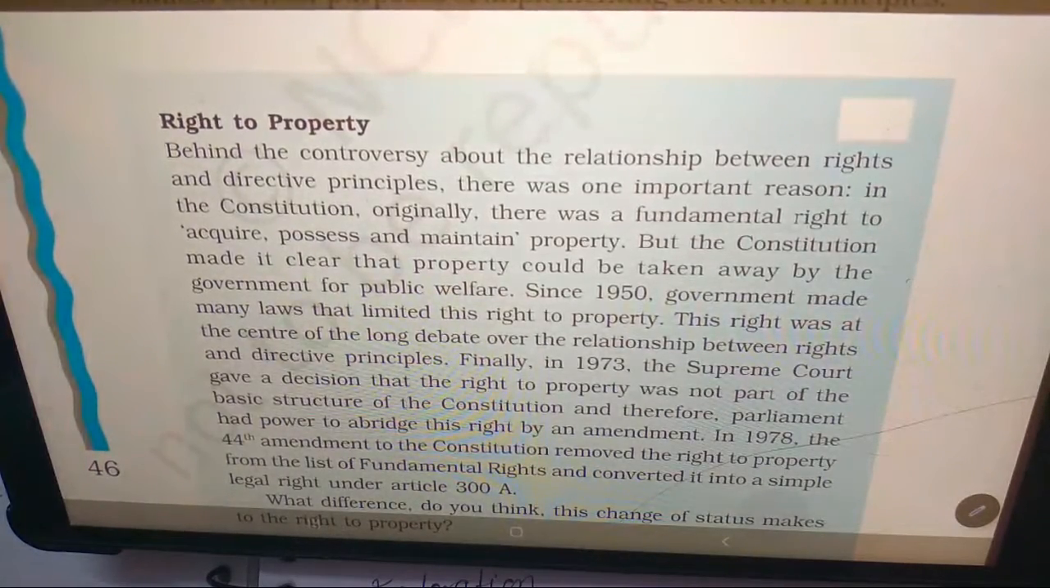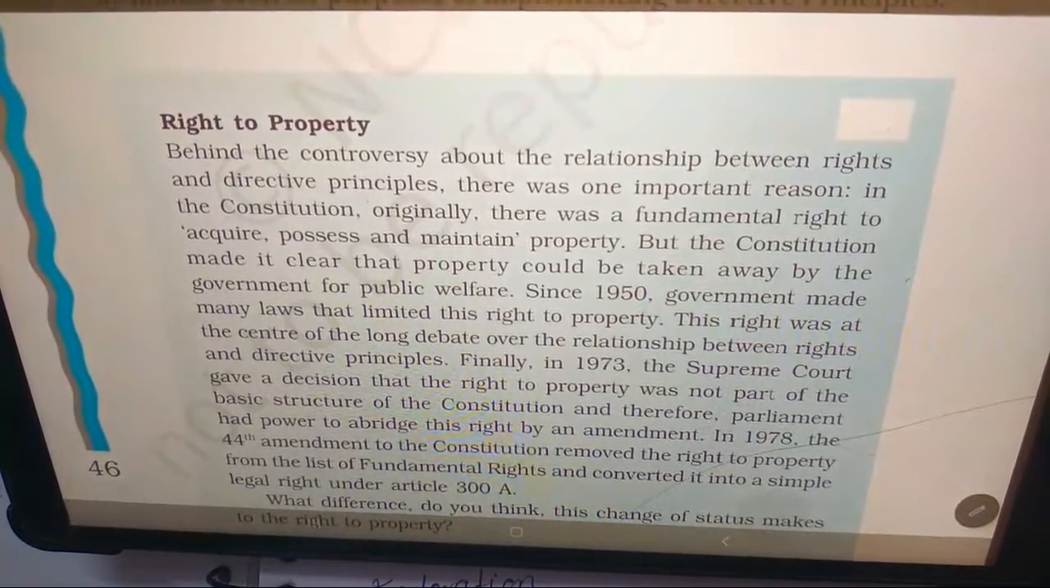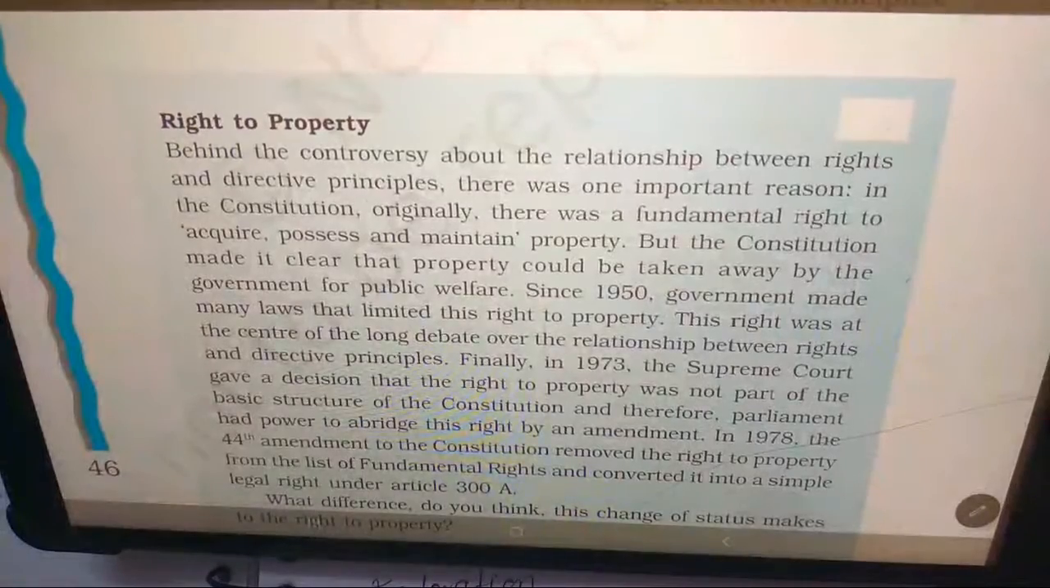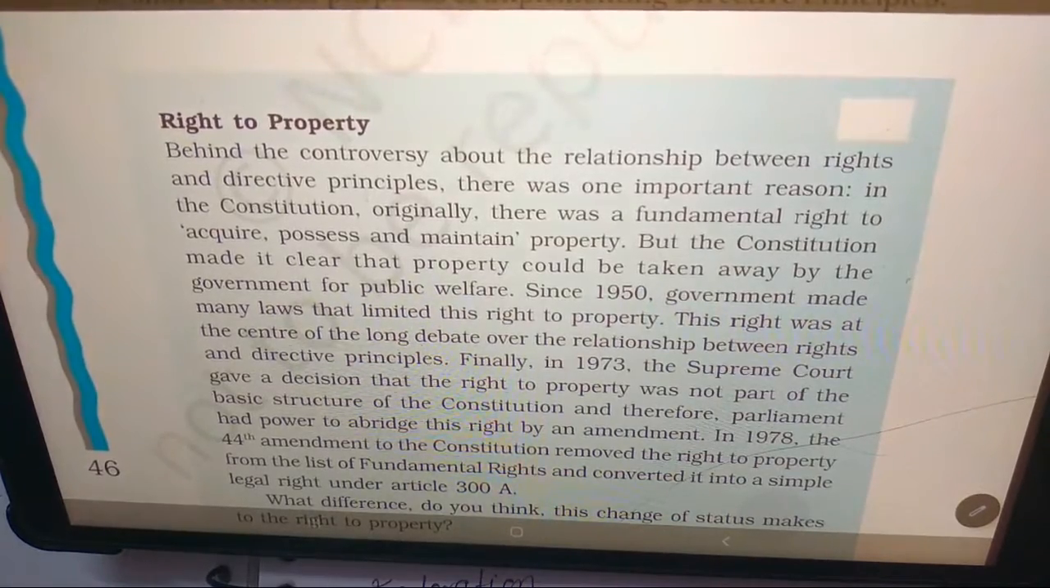Finally, in 1973, the Supreme Court gave a decision that the right to property was not part of the basic structure of the Constitution, and therefore Parliament had power to abridge this right by an amendment. In 1978, the 44th Amendment to the Constitution removed the right to property from the list of fundamental rights and converted it into a simple legal right under Article 300A.